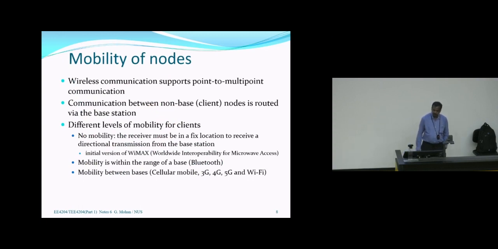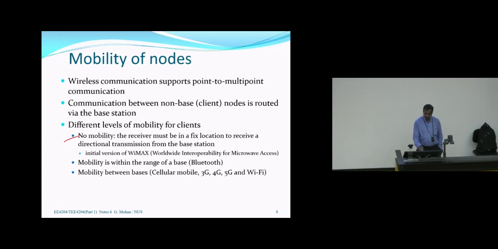Okay? In terms of mobility, in a wireless network we usually want mobility, right? But wireless and mobility are different. Mobility means we can move. Wireless means the communication is wireless, right? Wireless doesn't mean mobility automatically, right? So there are different levels of mobility. No mobility: in some cases, the communication is wireless, but it's not mobile.